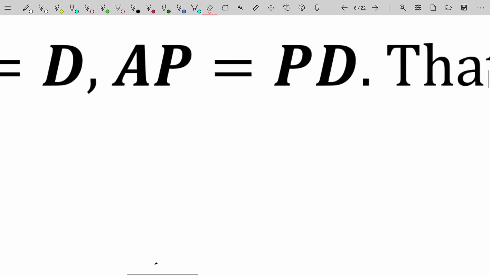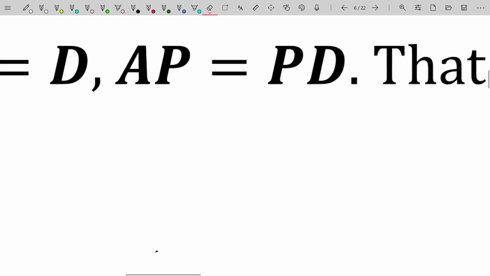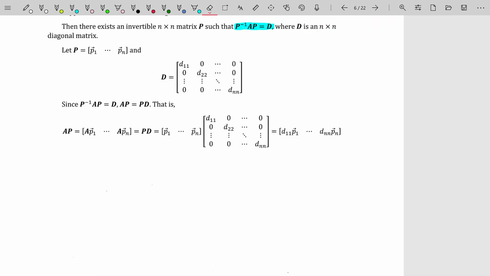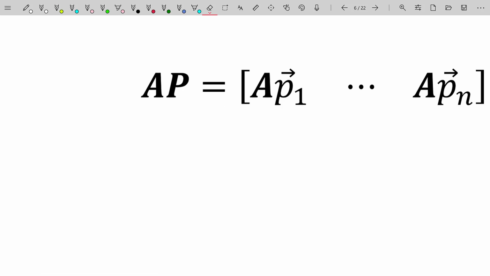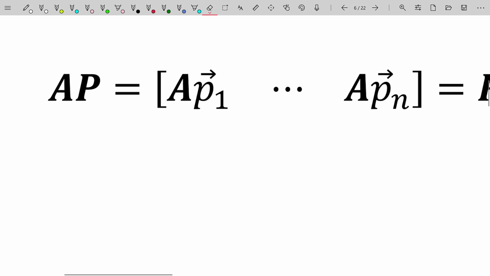And what we can do is start with A times P and hopefully find out a relationship between the entries or the rows or the columns of A times P and P times D. Well, let's see. A times P. As we know, when you multiply two matrices, the columns of the product are the matrix on the left times each column vector of the matrix on the right. So the first column of A times P is A times the first column of P. The second column of A times P is the matrix A times the second column of P, and so on and so forth down the line. That's what we get right here.